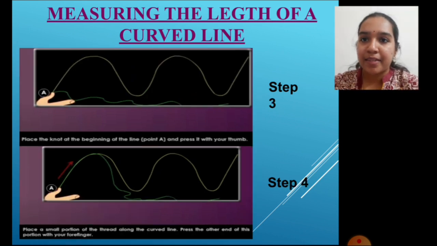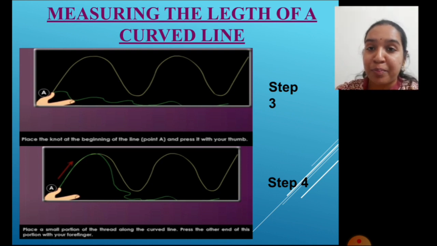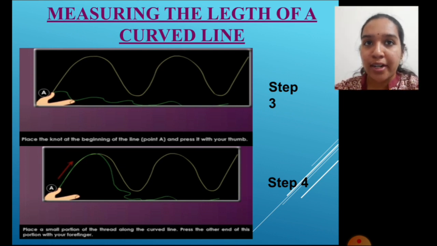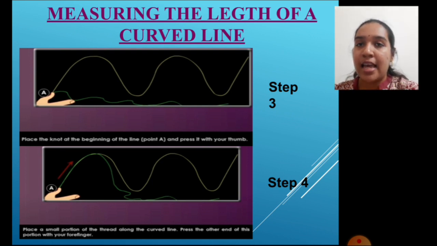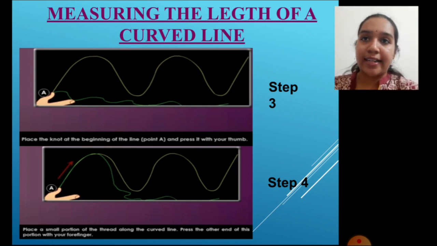In the next step, that is the third step, check properly that you place the knot exactly at point A and have pressed it with your thumb. Seize it at that point with your thumb. Now, place a small portion of the thread along the curved line and press the other end of the portion with your other finger. Now this position will be the starting point for continuation of measuring along the curved line.